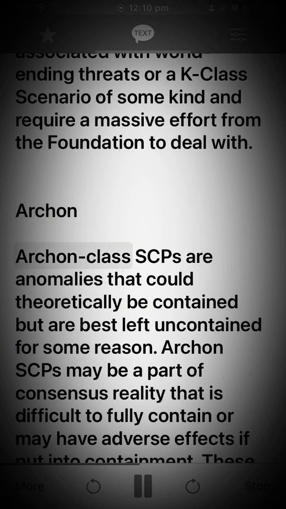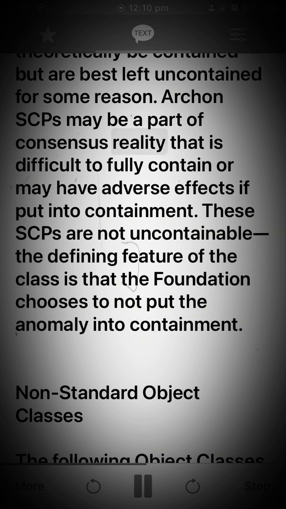Archon. Archon class SCPs are anomalies that could theoretically be contained but are best left uncontained for some reason. Archon SCPs may be a part of consensus reality that is difficult to fully contain or may have adverse effects if put into containment. These SCPs are not uncontainable. The defining feature of the class is that the Foundation chooses to not put the anomaly into containment.